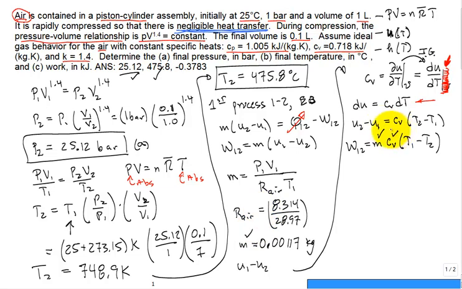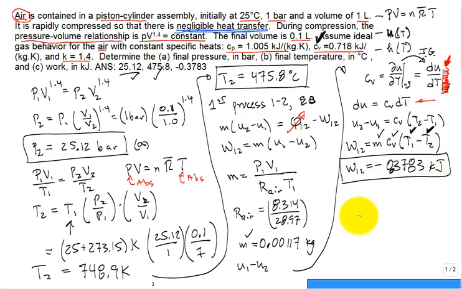The C sub V is right here in the problem statement. And we calculate the temperature, inlet temperature is given. We convert it to Kelvin, just like we have the outlet temperature in Kelvin, or do the difference in degrees C. And when you do this, the work 1 to 2 comes out to be negative 0.3783 kilojoules. And we'll box it and call it done.